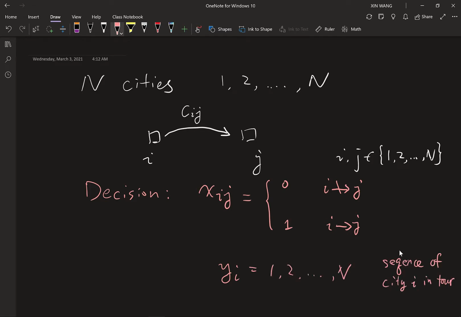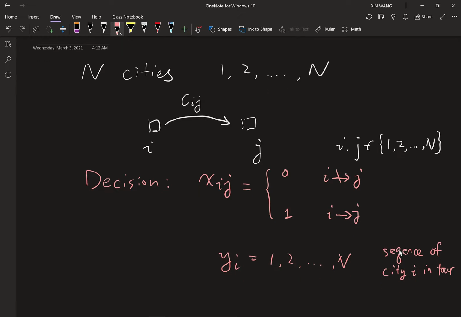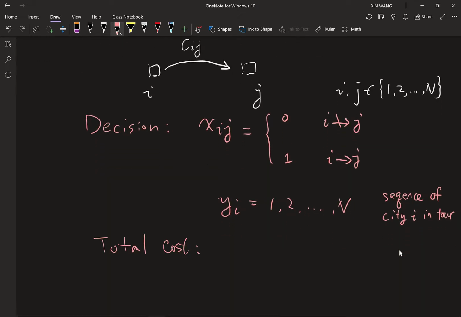With these integer decision variables, we can easily calculate the total cost of the travel, or total distance, which is just the summation over all i, j of x_ij times c_ij. This is intuitive. If you travel from i to j, you add the cost or the distance from i to j, c_ij, to your total travel cost. Otherwise, you do not add the cost.